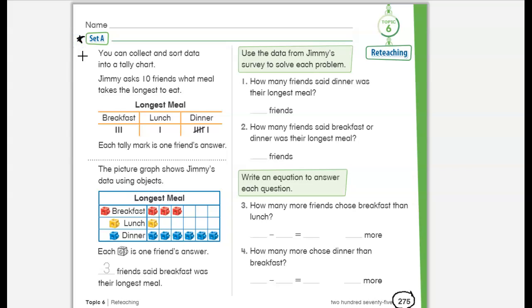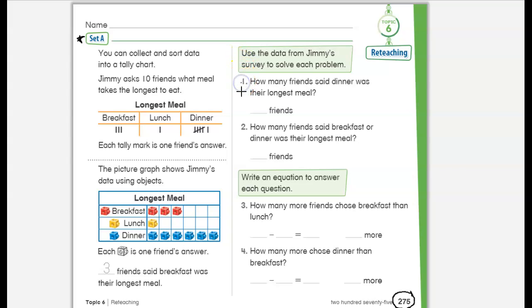Set A says, you can collect and sort data into a tally chart. Jimmy asks 10 friends what meal takes the longest to eat. His tally chart says longest meal. The choices were breakfast, lunch, dinner. We are going to use the data from Jimmy's survey to solve each problem.